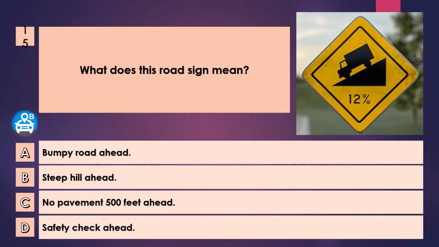What does this road sign mean? A. Bumpy road ahead. B. Steep hill ahead. C. No pavement 500 feet ahead. D. Safety check ahead.